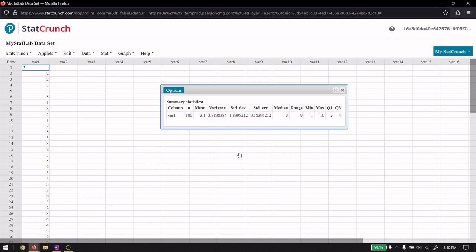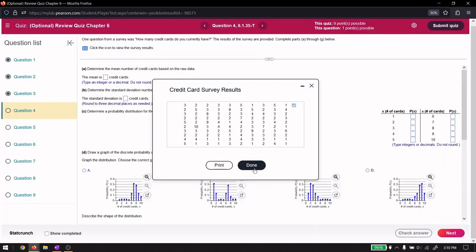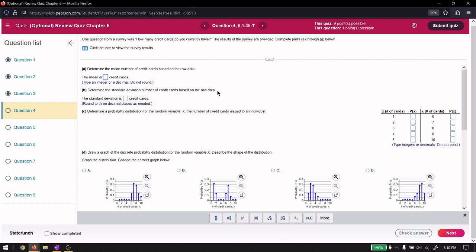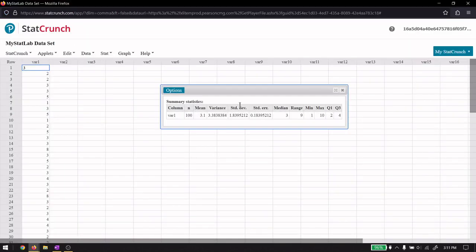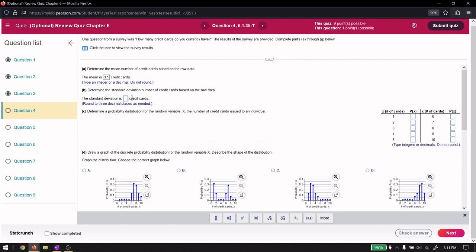The mean is 3.1. And the standard deviation is right here, 1.8395. And it wants 3 places, so it's going to be 1.840. Okay, now it wants us to get a probability distribution.